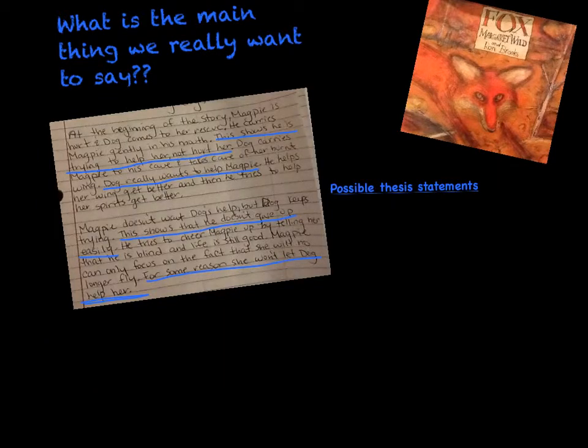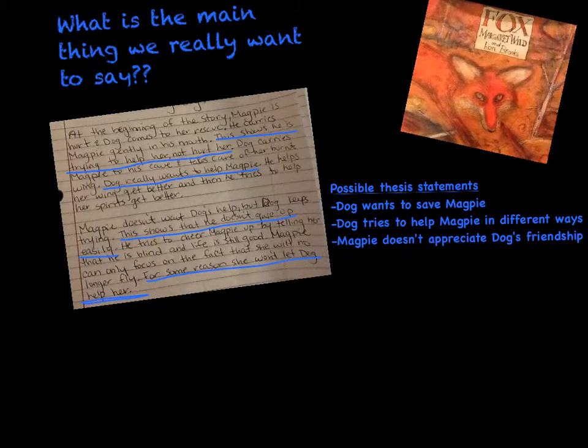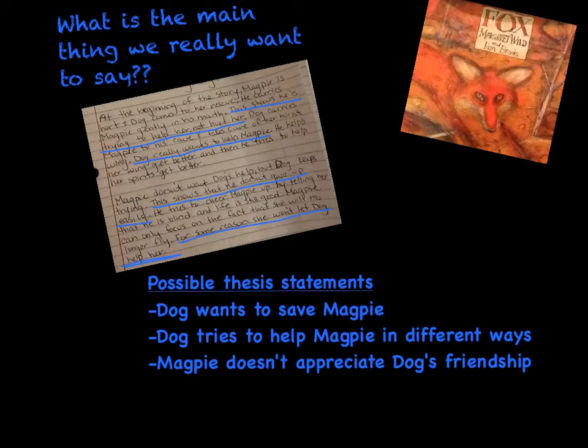So here are some ideas that I had that could be used as possible thesis statements. Dog wants to save Magpie. Dog tries to help Magpie in different ways. Or Magpie doesn't appreciate Dog's friendship. My next step now is, after I've drafted several possible theses, I want to take a look at them and see, will any of these work for me?